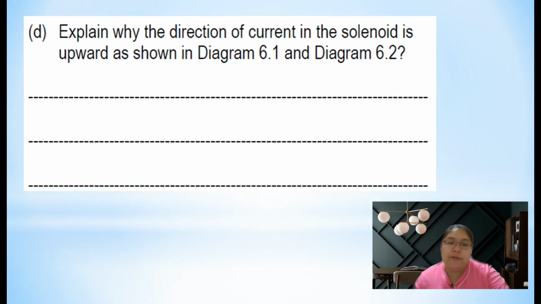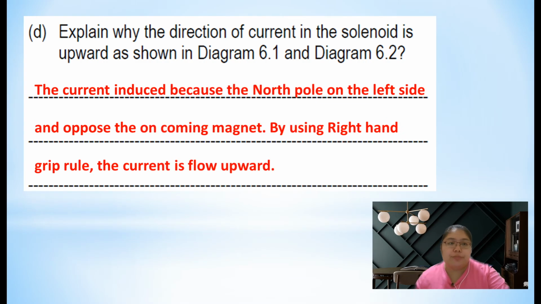So from here we go to explain. The current is induced because the north pole is on the left side and opposes the oncoming magnet. This sentence follows Lenz's law. After that, we use the right hand grip rule. The current flows upwards. Okay, so this is the answer for D. Then we continue with the next question.